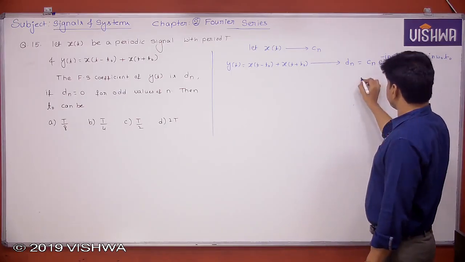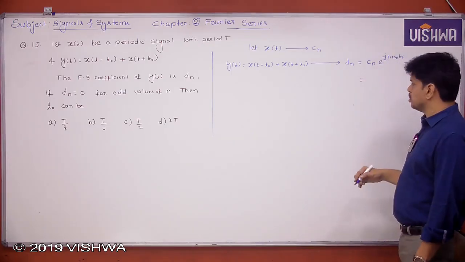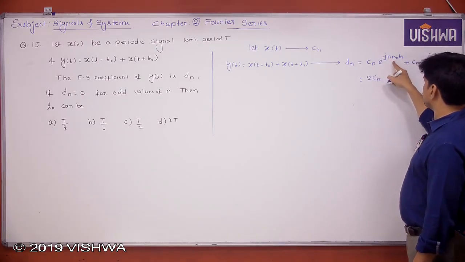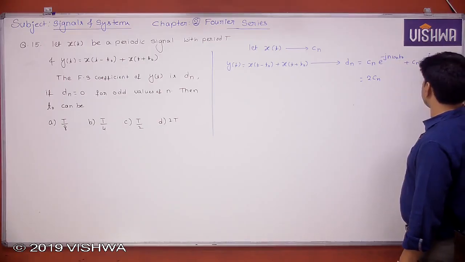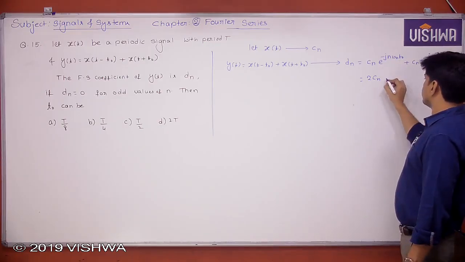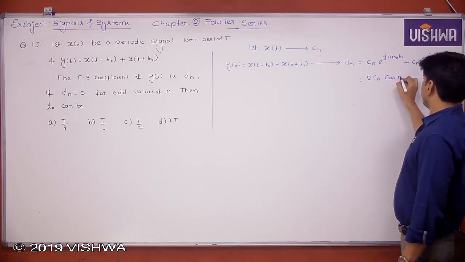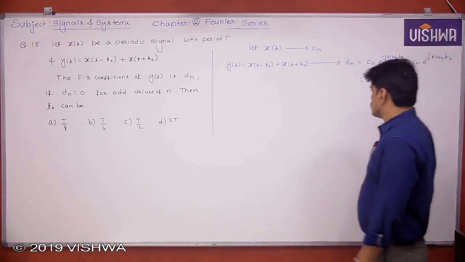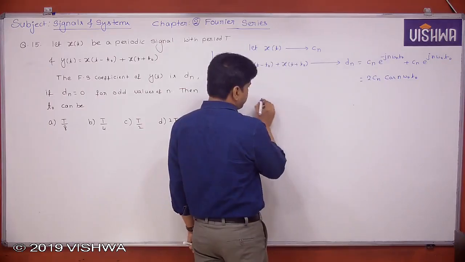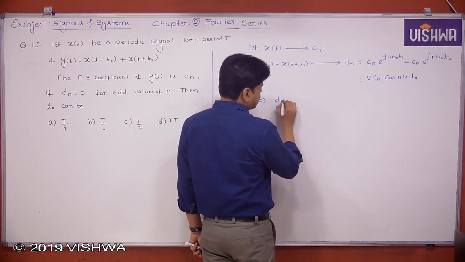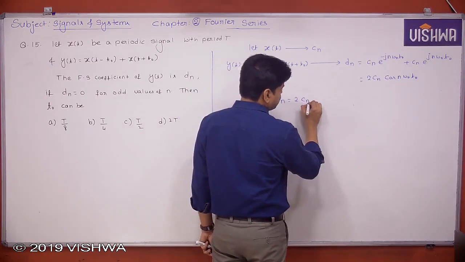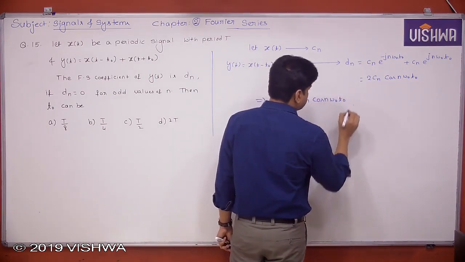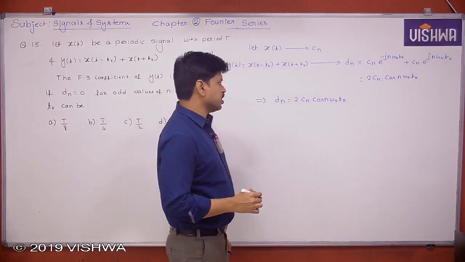Taking Cn common and multiplying with 2, this is e power minus jn omega naught t naught plus e power jn omega naught t naught, by 2. That is cos n omega naught t naught. Clear? So finally dn is equal to 2 Cn cos n omega naught t naught.